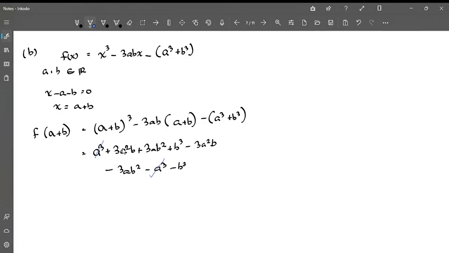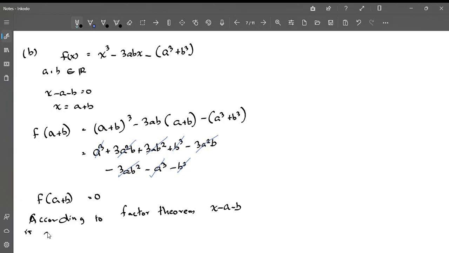a cubed cancels off, b cubed cancels off, 3a squared b minus 3a squared b cancels off, 3ab squared minus 3ab squared cancels off. What is remaining? f(a plus b) is 0. According to the factor theorem, according to what theorem? Factor theorem. x minus a minus b is a factor of f(x). Done.